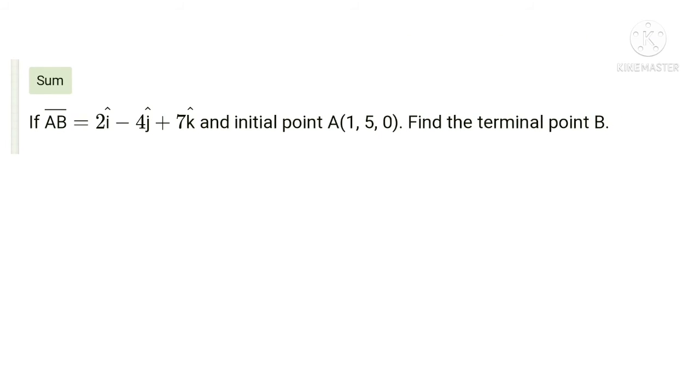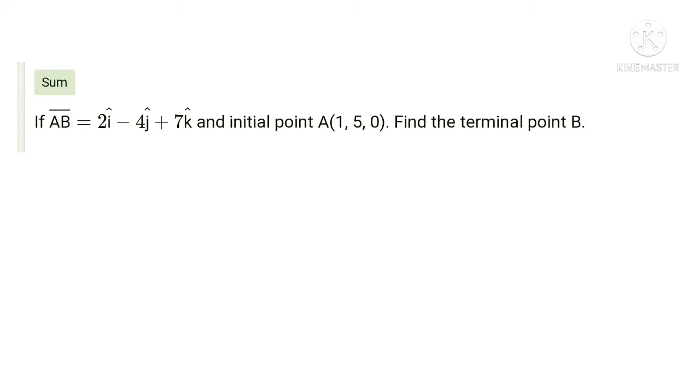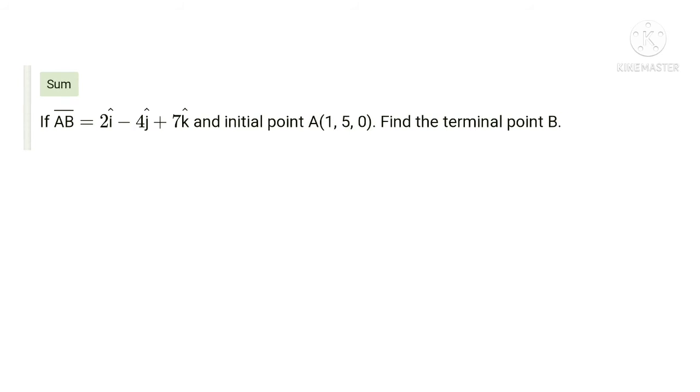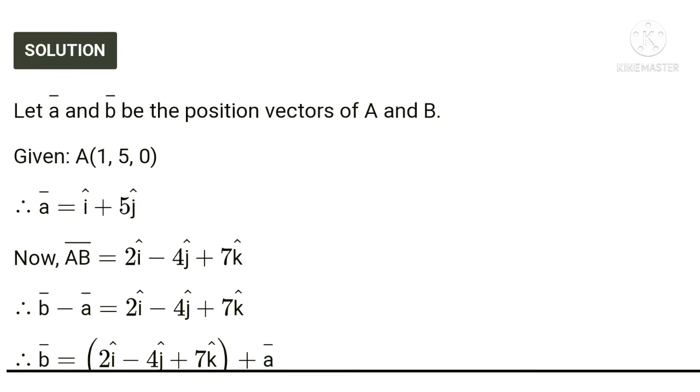Next, question number 11. If AB bar is equal to 2I cap minus 4J cap plus 7K cap and initial point A is 1, 5, 0, find the terminal point B. See what are the given things here. Suppose A bar and B bar are position vectors of points A and B. A point is given as 1, 5, 0. So from this you can write A bar as 1I cap plus 5J cap plus 0K cap.